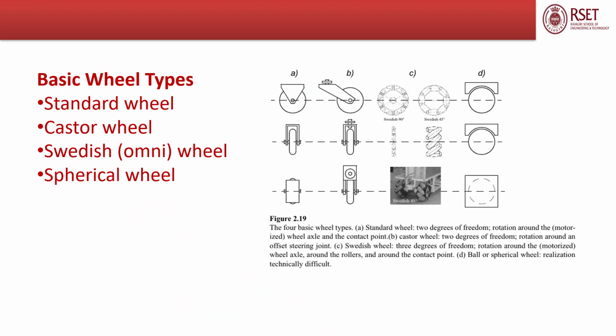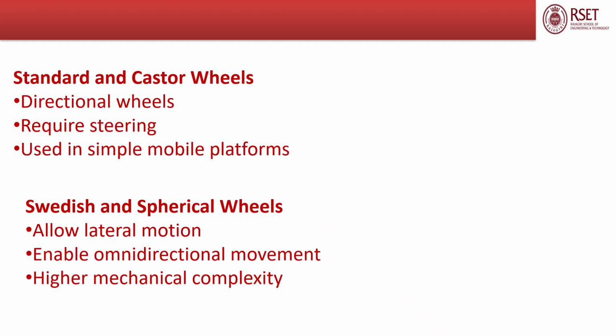Now we'll see the basic wheel types. There are four types: standard wheel, caster wheel, Swedish or omni wheel, and finally the spherical wheel. The images of the different wheel types are shown in this slide. Now we'll see in detail each design for the wheels. Standard wheels and caster wheels.